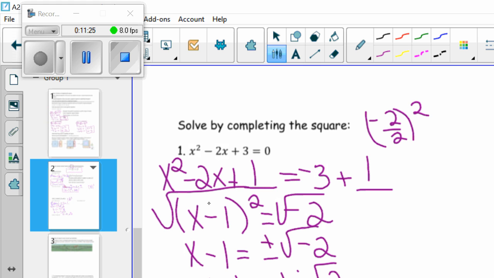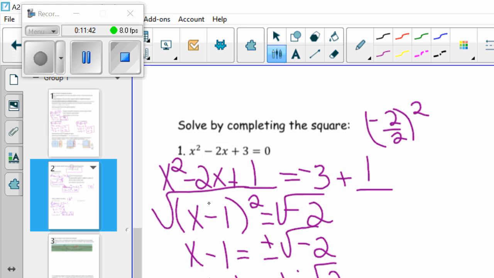I have 2 answers there. I have 1 plus i square root of 2 and 1 minus i square root of 2. Those are our x-intercepts. Those are our roots, our zeros, our solutions, whatever you want to call them. Remember, they're all the exact same thing. All right, let's do that again.